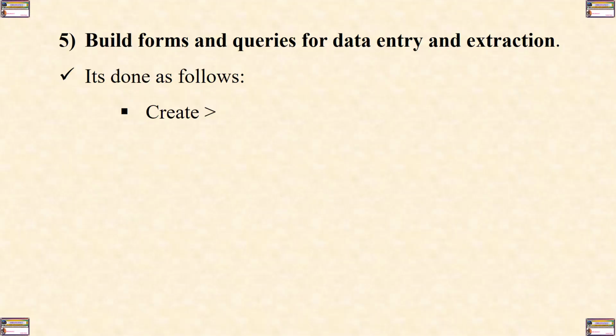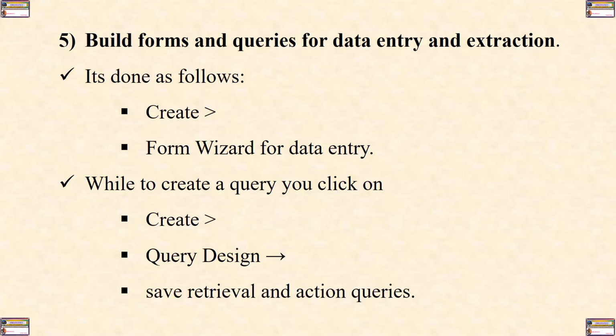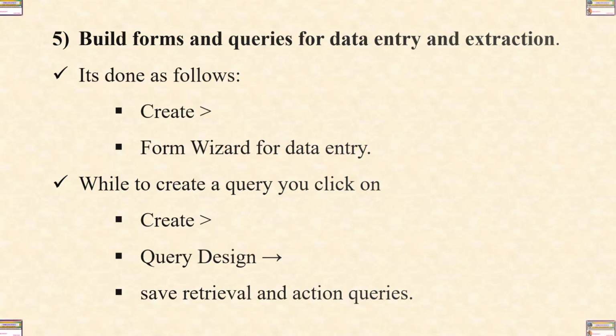How do you do that? You click on create. Then if you are creating a form, you can use wizard. So you click on form wizard. If you are creating a query, you click on create. Then you can click on query design and you decide the fields from which your data will come from. And then you save the form for retrieval, and you also save the query. So save retrieval and action queries.